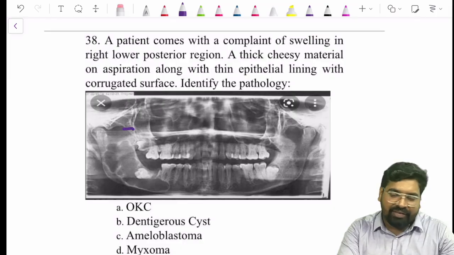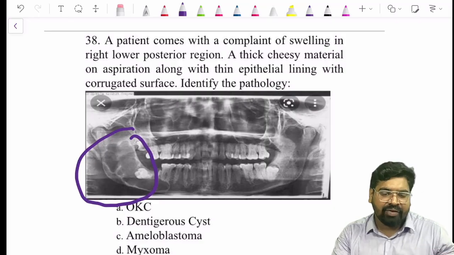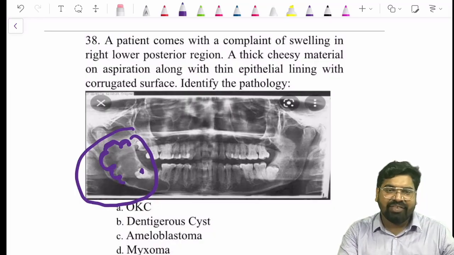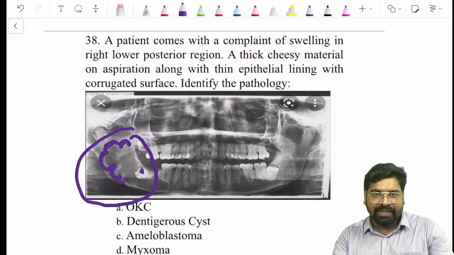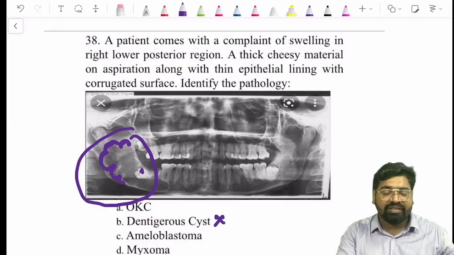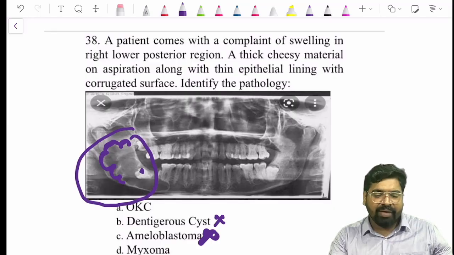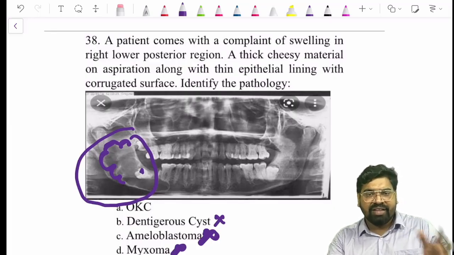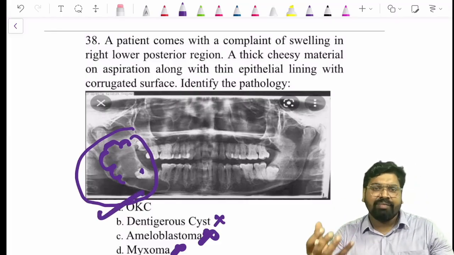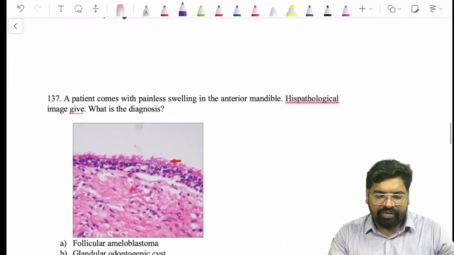So you can see this cyst here, and they are saying that you have an impacted tooth associated, and you can see the cyst has a corrugated surface. All the features are matching up there. And thick cheesy material is aspirated. Now if it is thick cheesy material, it is not a dentigerous cyst. In dentigerous we get a straw colored fluid. It's not ameloblastoma, it's not a myxoma, they are tumors. We are seeing a cyst here with an impacted tooth, and the answer is OKC, and that thick cheesy material is the keratin.